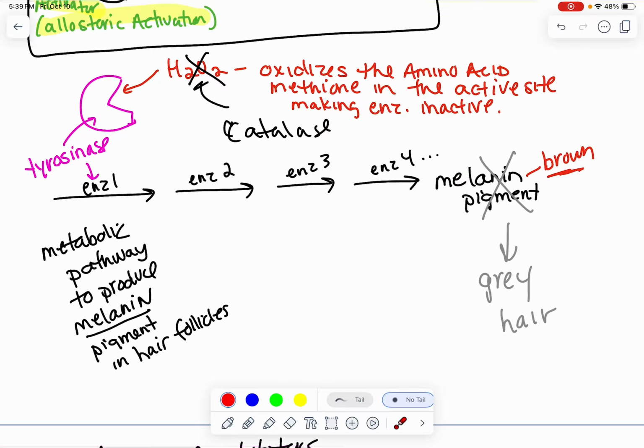As you get older, hydrogen peroxide is an inhibitor of the first enzyme in this pathway, something called tyrosinase. Don't memorize the name of that, but it's an enzyme that you need for all the other enzymes. But what happens as we get older? Remember we talked about the enzyme catalase? Catalase breaks down hydrogen peroxide. As you get older, you have less of it.